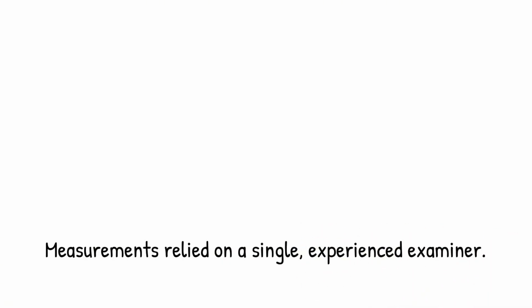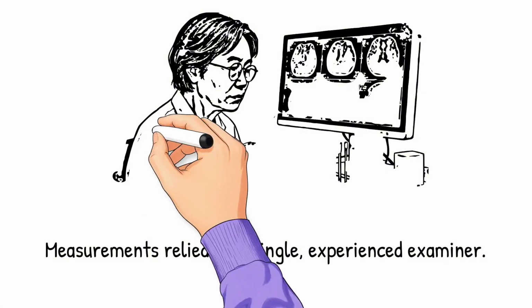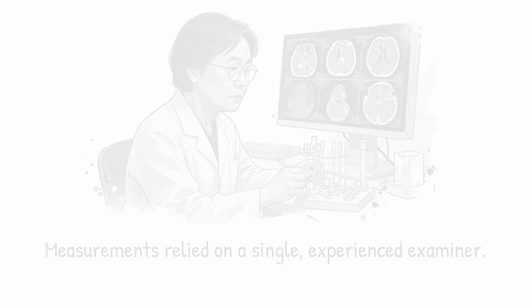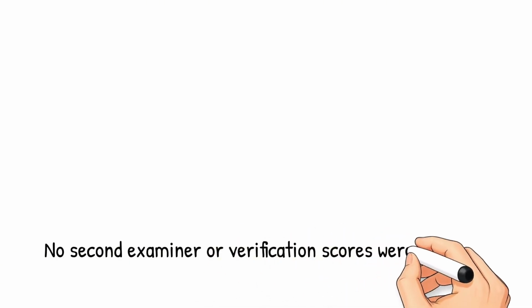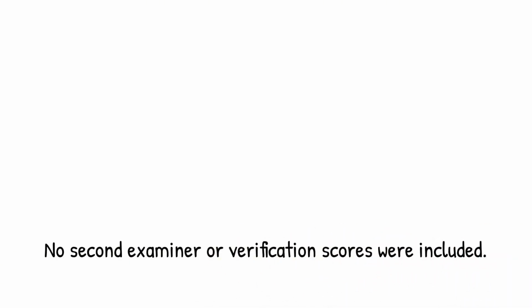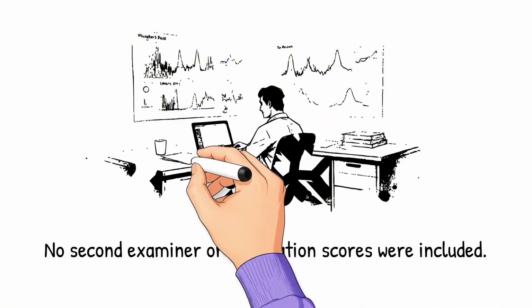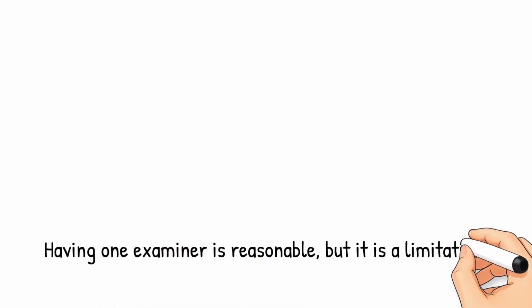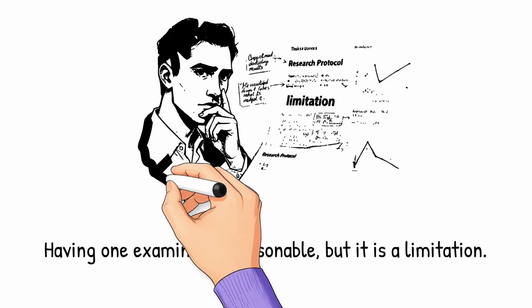The DIB value, arguably the most clinically important radiographic measurement in the entire study, was assessed by an experienced examiner, explicitly identified in the paper as SJ, one examiner. No second examiner is mentioned. No inter-examiner reliability score is reported anywhere in the methods. This doesn't mean the measurements are wrong. It means you cannot independently verify their consistency from outside the study. A single experienced examiner is a reasonable approach for a study of this size, but it is a limitation worth noting.